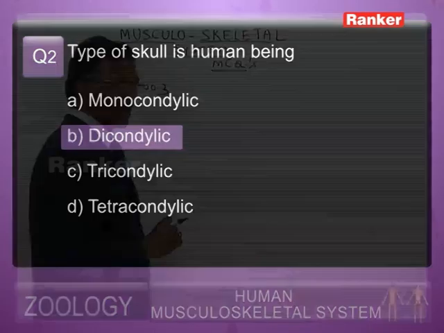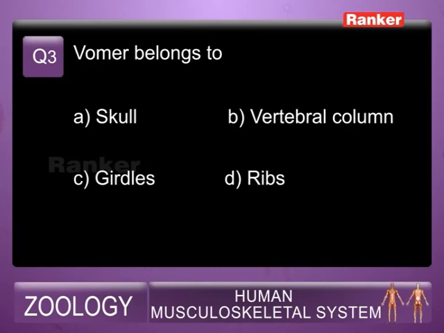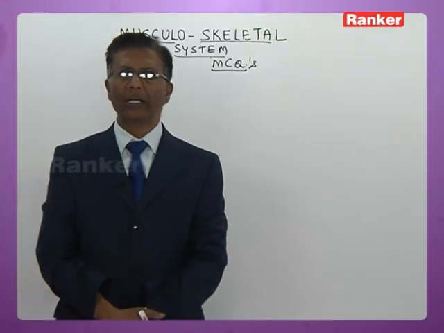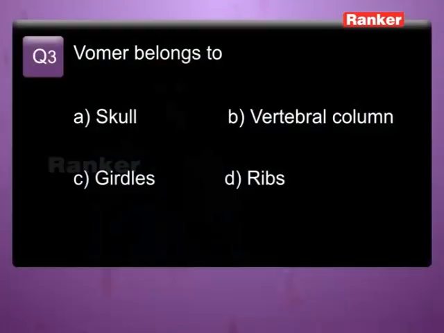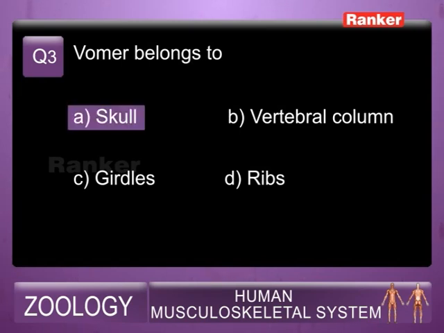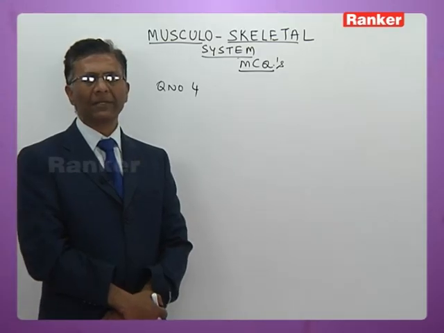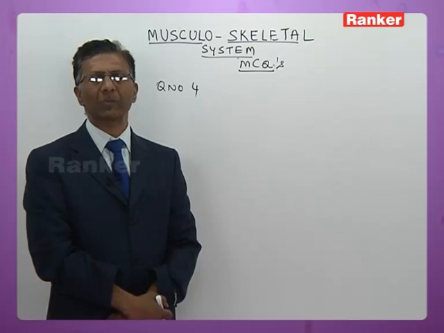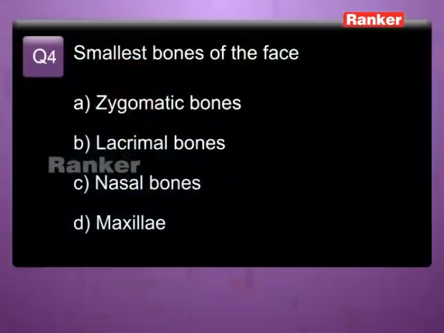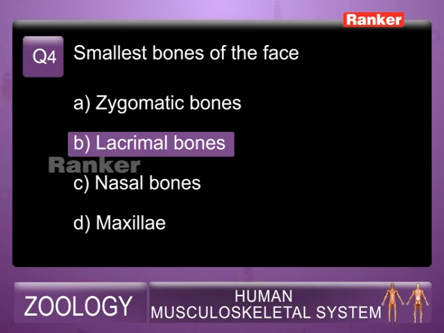Answer is B. And question number 3, Vomer belongs to A skull, B vertebral column, C girdles, D ribs. Vomer is one of the bones of the face. So the answer here is A skull. Now question number 4, the smallest bone of the face: A zygomatic bone, B lacrimal bone, C nasal, D maxillae. The lacrimals, which are there at the base of the orbital fossae, are the smallest bones in the human skull. So the answer is B for question number 4.